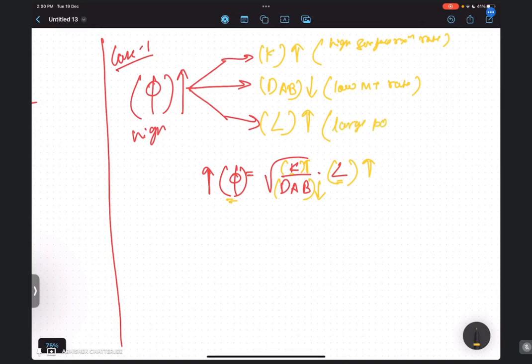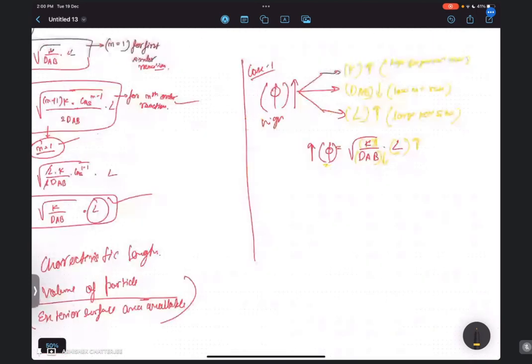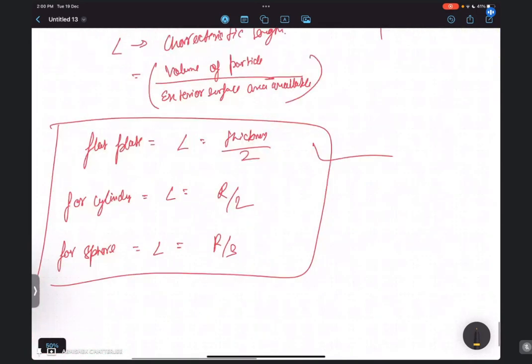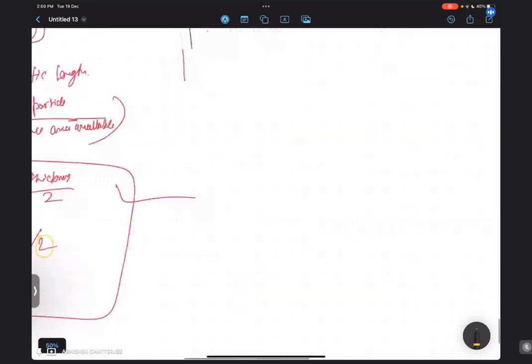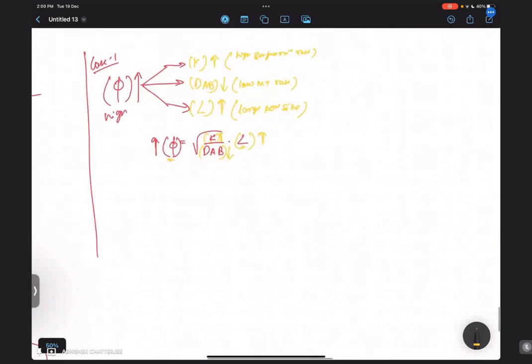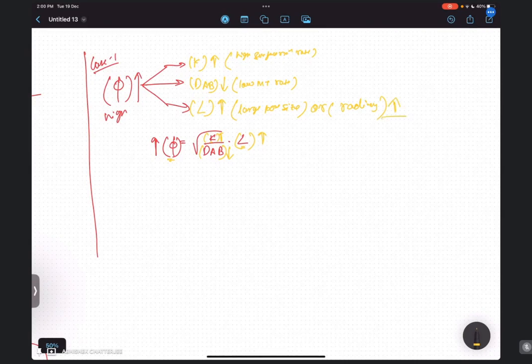Large pore size. Because just now you have seen that for your cylinder, L is equal to radius by 2. So if L is high, that means your R value, the radius of the cylindrical pore, is high. So we can write it as large pore size. Or directly you can write radius is high.